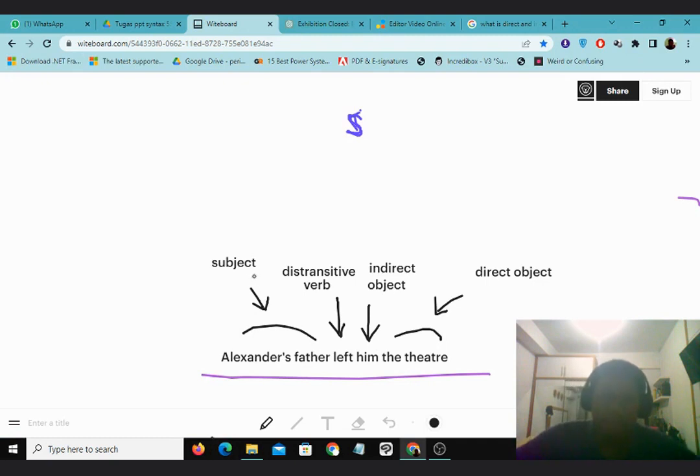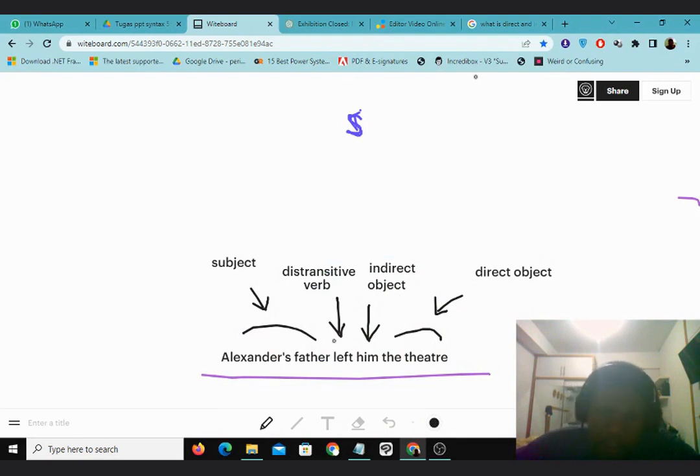I will explain it. The subject, focusing here, is the phrase Alexander's father, which is the main subject. Then as the transitive verb, we use the word left. Then the indirect object uses a pronoun, him, then the direct object, the theater. Why did I choose the structure like this? Now I would like to explain why the structure of this sentence is like this.